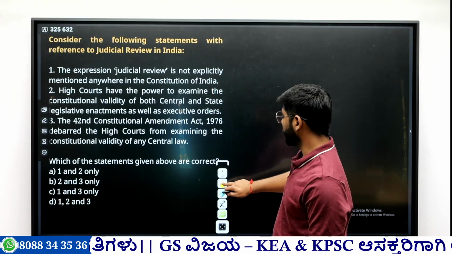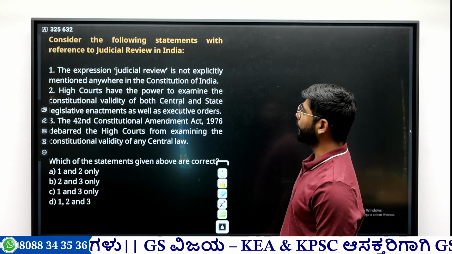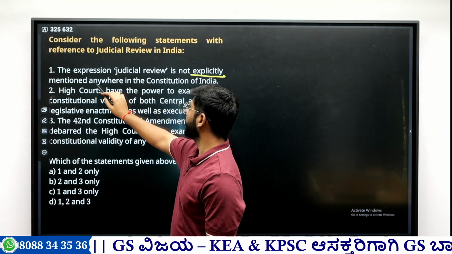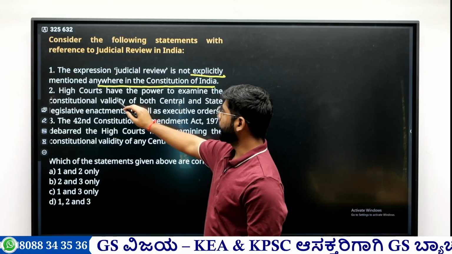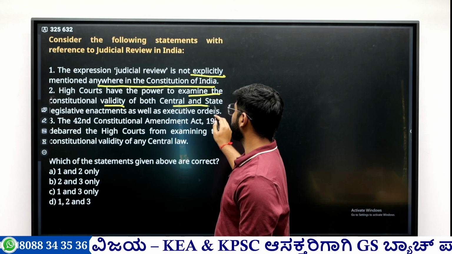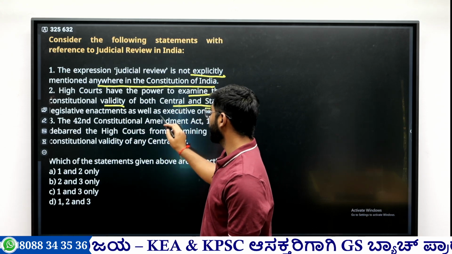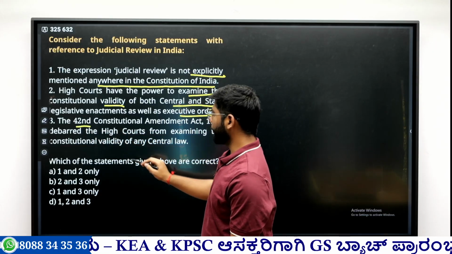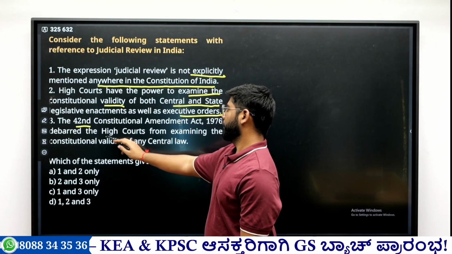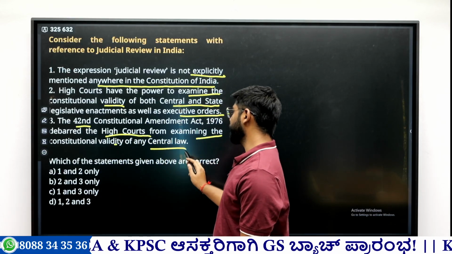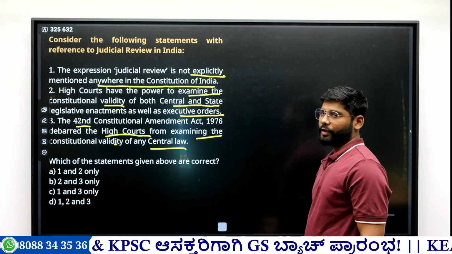The next question. Judicial review in India. The expression of judicial review is not explicitly mentioned anywhere in the Constitution. Then the High Court has the power to examine the constitutional validity of both central as well as state legislative enactments, as well as executive orders. Then the 42nd Constitutional Amendment debarred the High Court from examining the constitutional validity of any central law. Okay. So all statements are correct.